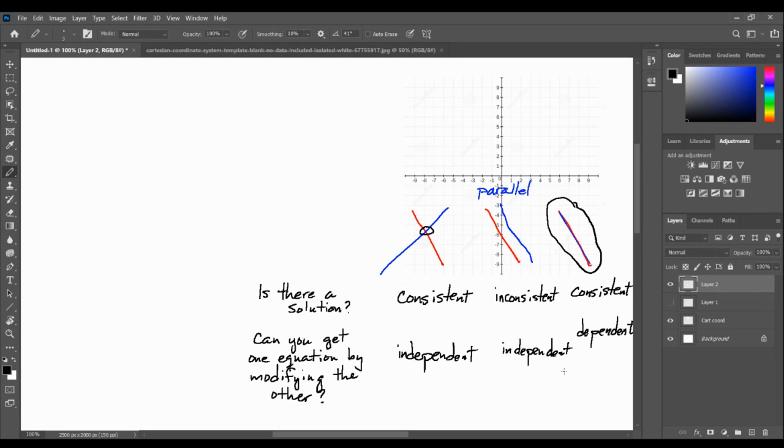But you need to know these terms because it'll come up in the homework. You will be asked, is this consistent or inconsistent? Is it dependent or independent? If there is a solution, it's consistent. If there is no solution, it's inconsistent. If you can get one equation by modifying the other, it's dependent. If not, they're independent of one another. And so we need to know those terms so that we can answer those questions.